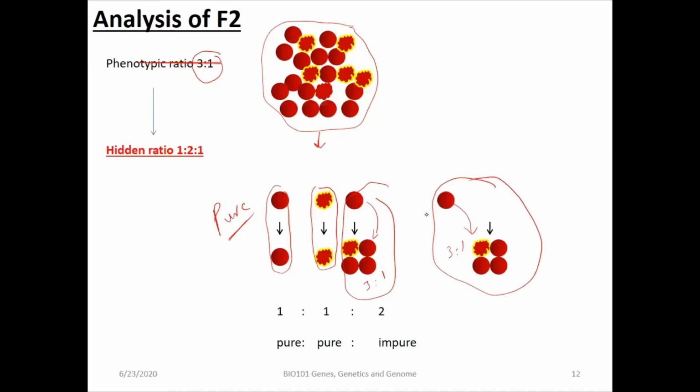So this ratio was one round pure, one wrinkled pure, and two impures. Out of 100, for example, you will get 25 pure rounds, 25 wrinkled, and 50 impures. And when you divide everything to calculate the ratio, it will be 1:1:2, or we write it like this, 1:2:1.